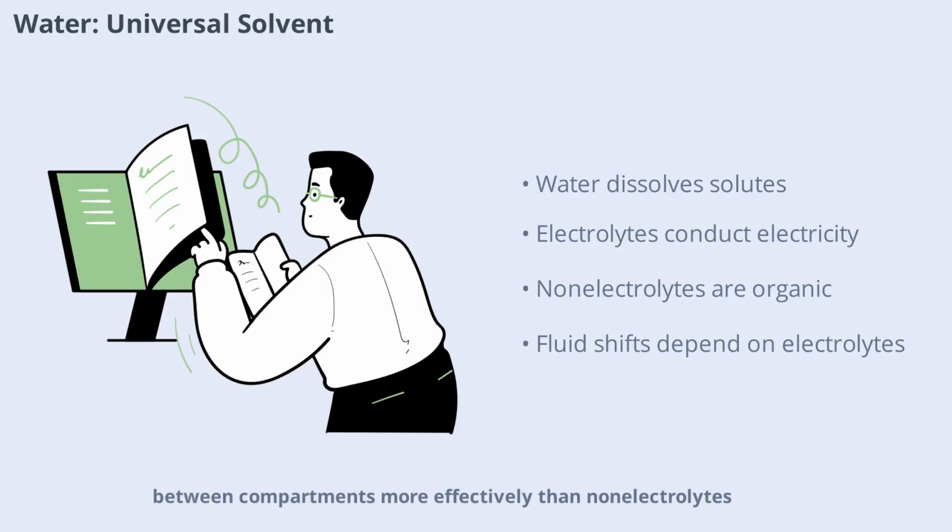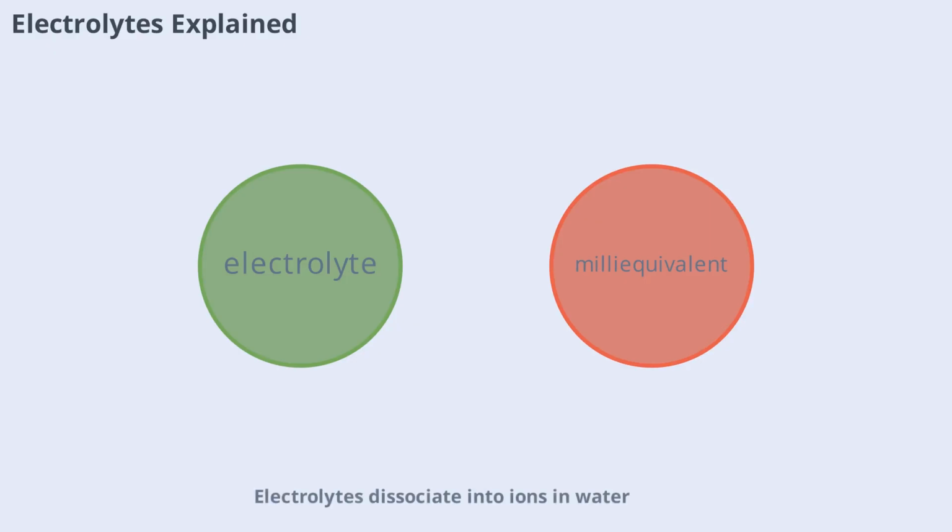than non-electrolytes. Electrolytes dissociate into ions in water, such as sodium chloride, NaCl, splitting into Na+ and Cl-. These ions are crucial for conducting electrical currents and maintaining osmotic balance. Electrolyte concentrations are measured in milliequivalents per liter (mEq/L), which reflect the electrical charges per liter of solution. For single-charged ions like sodium, 1 mEq equals 1 mOsm. For bivalent ions like calcium, 1 mEq equals 1/2 mOsm. This measurement helps us understand how electrolytes influence fluid movement and electrical activity in the body.